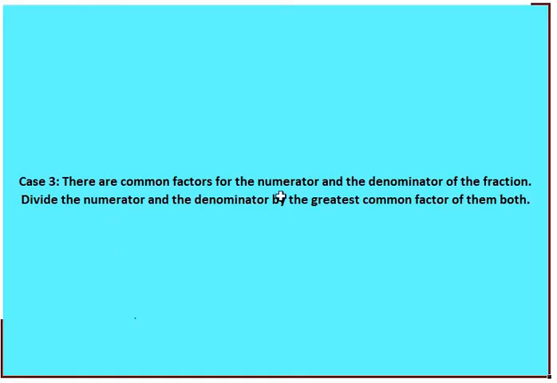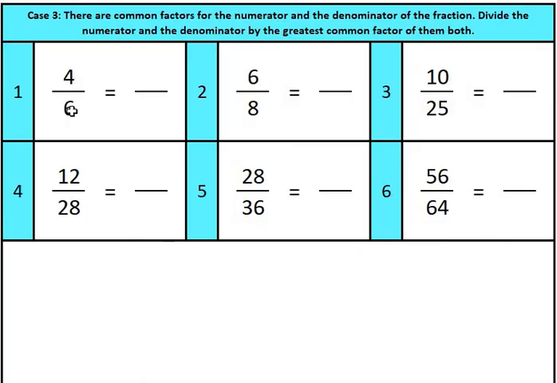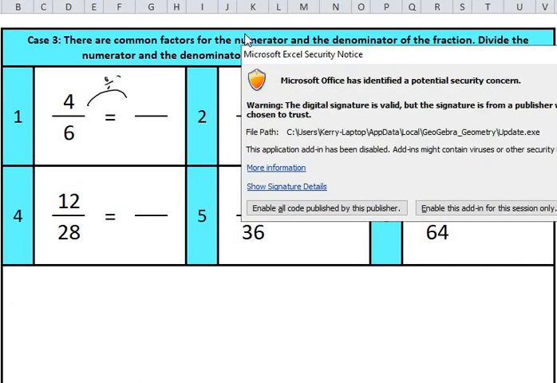There are common factors for the numerator and the denominator of the fraction. What we need to do is find the greatest common factor, and divide the numerator and the denominator by the greatest common factor of them both. Let me show you the examples. We have 4 out of 6. The greatest common factor between 4 and 6, I believe, is 2. So we just use the 2. See, 2 divided by 2.